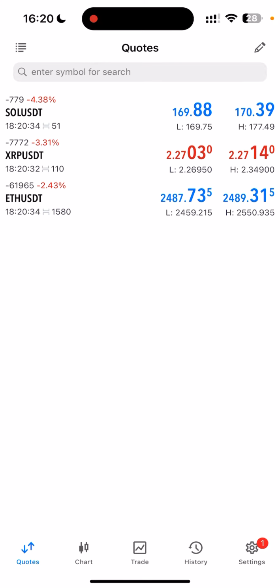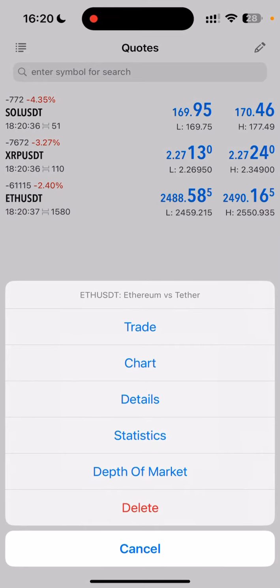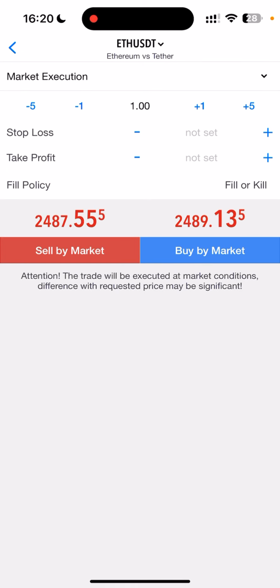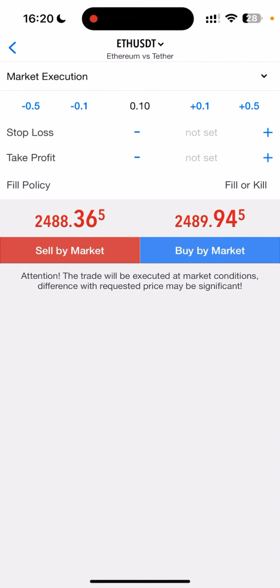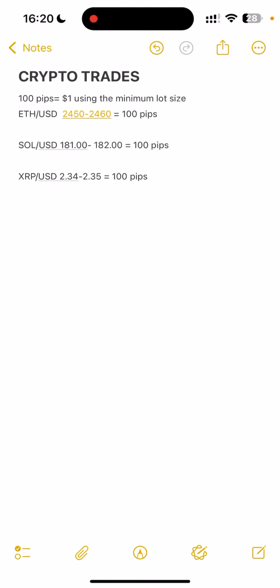So now, moving on. If a trade idea is being dropped for Ethereum USDT, let us use Ethereum now. For normal currency pairs, if you are trading normal forex, you'd know that the minimum lot size you can use is 0.01. But for Ethereum USDT, the minimum lot size that you should use is 0.1. And here, guys, 100 pips equals $1 using the minimum lot size on crypto here on Cool Markets.